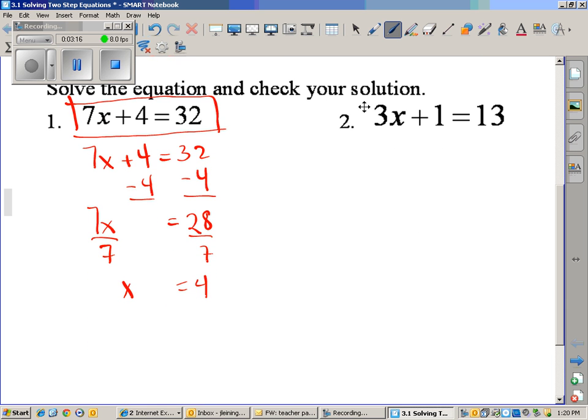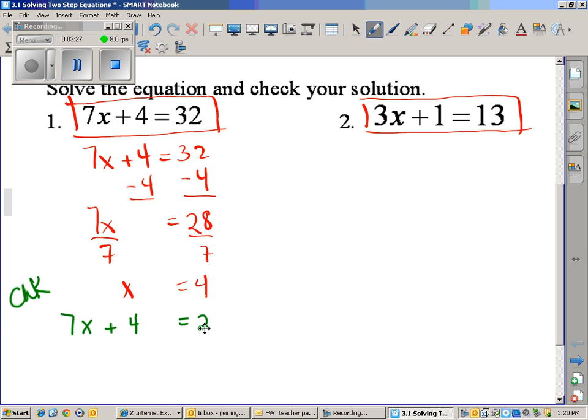Let's look at number 2. Oh, we forgot to check number 1. That's not good. Let's go over here and do the check. We're going to go back to the original problem, 32. We're going to plug in for x. We think x is 4. Let's see if it works. 28 plus 4 equals 32. 32 equals 32. And it works.